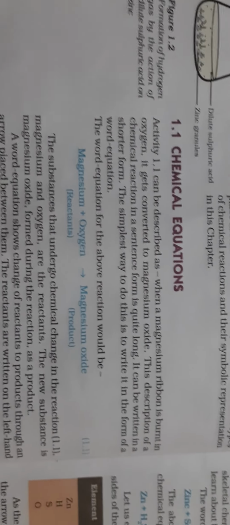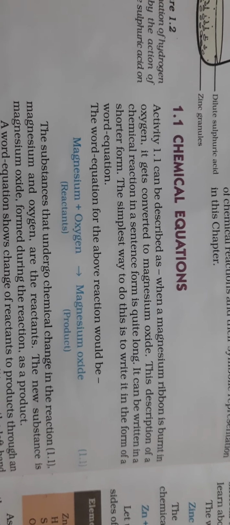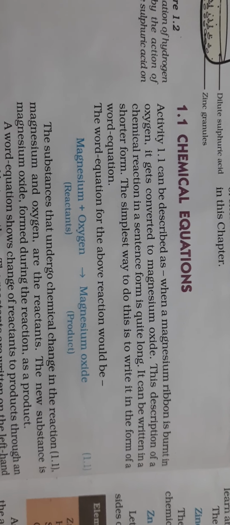So all these things confirm that some chemical reaction is taking place. Then we can write these equations in word format, which I have already taught you. Next, let us see how we can represent them in symbols.